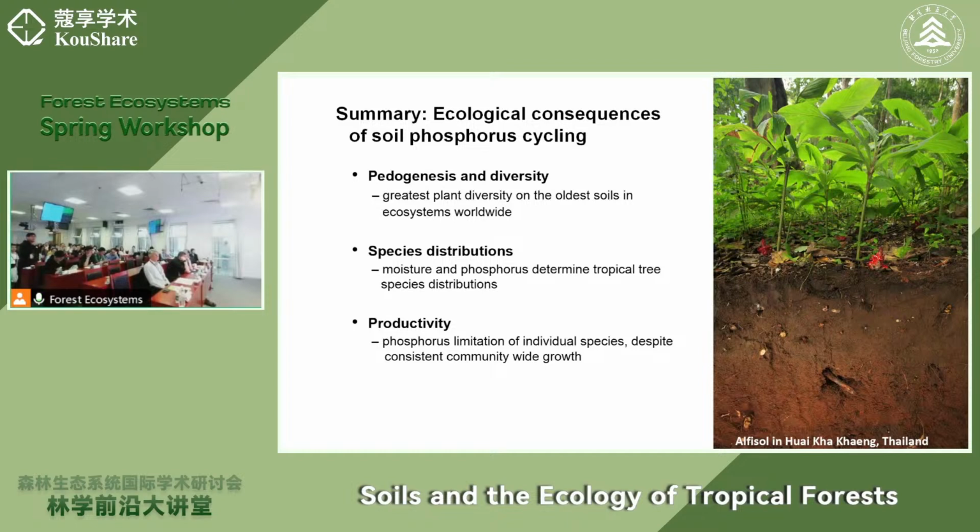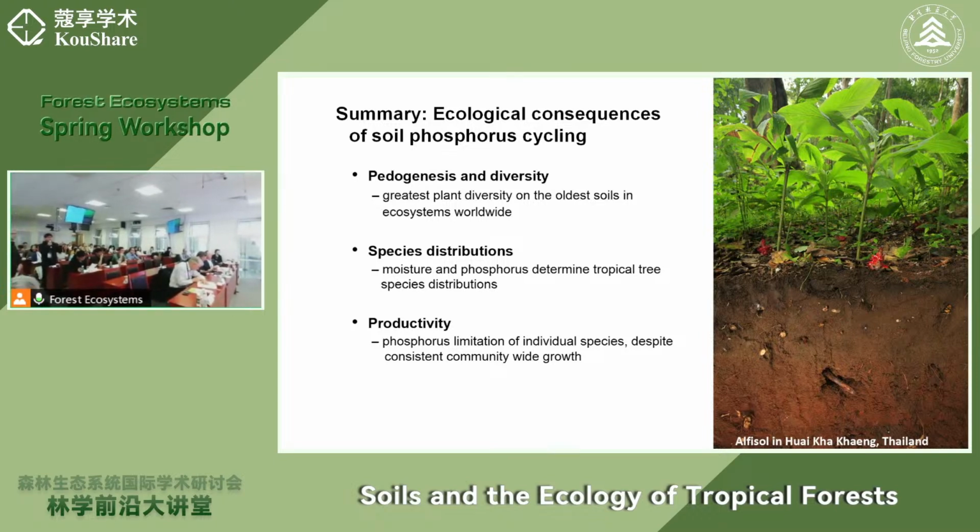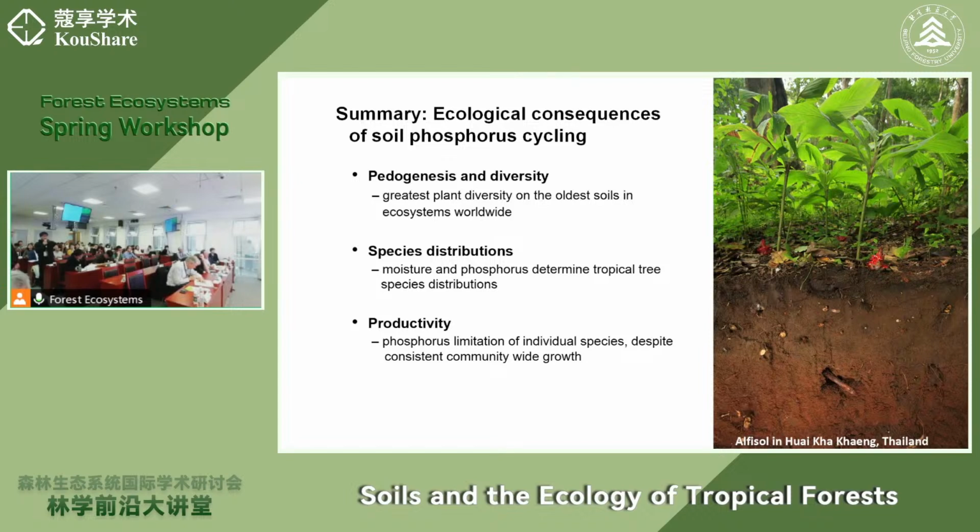Hi, Benjamin. Thank you very much for your very interesting talk. I noticed that you said moisture and phosphorus determine the tropical tree species distributions, and you also showed some slides about the relationship between phosphorus and the moisture with the growth. So how do you monitor the moisture? How do you define the moisture here? Do you measure the soil moisture continuously, or did you do some treatment? And how about the phosphorus? Did you add phosphorus, or did you just investigate the soil phosphorus?